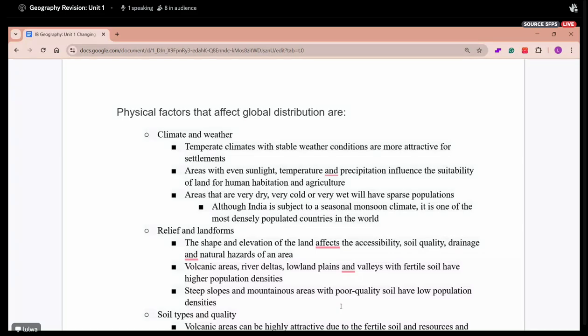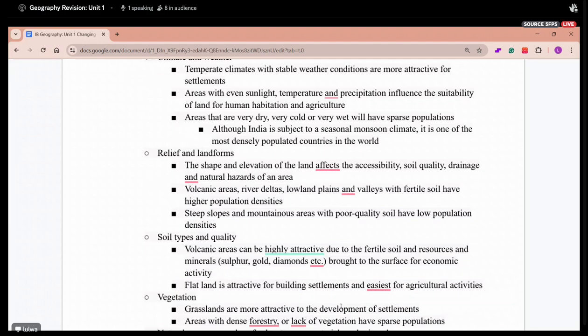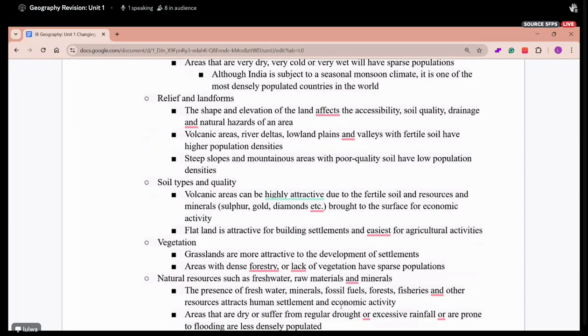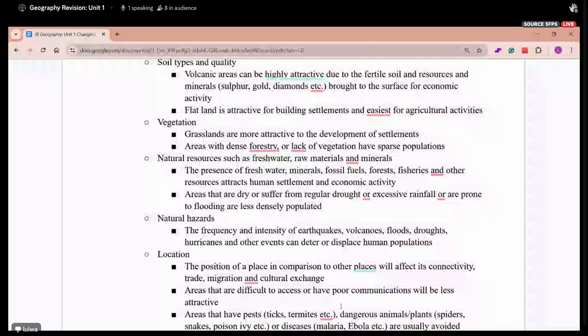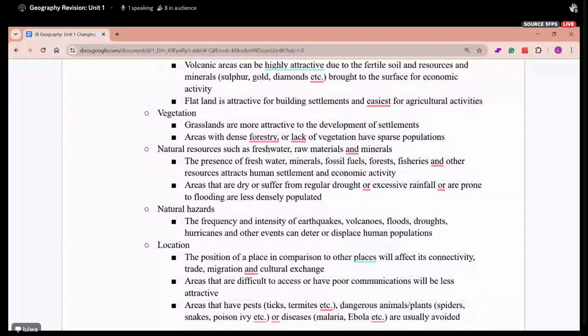You also have relief and landforms. You have soil types and soil quality. So, for example, volcanic areas can be highly attractive due to their fertile soil and resources. You also have vegetation, so grasslands are more attractive. You have natural resources such as fresh water, raw materials, and minerals. You have natural hazards, and you also have location. For example, areas that are difficult to access or have poor communications will be less attractive than places that have closer connections with other areas, or that are easier to access.